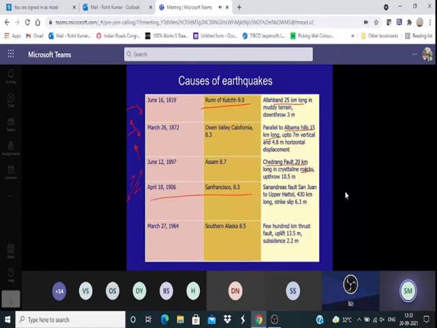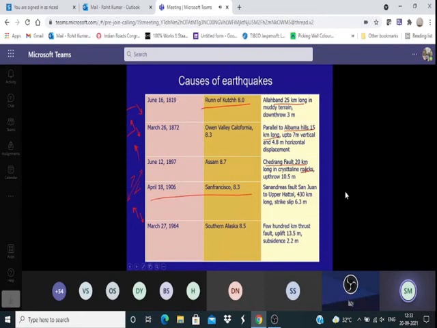So you can now visualize the kind of energy release in these earthquakes. March 27, this earthquake, southern Alaska, a few hundred kilometers of crust, 13.5 meters uplift and 2.2 meters subsidence. So around 2 meters of hundreds of kilometers of crust was upthrown or downthrown. So all of them are related to faults.